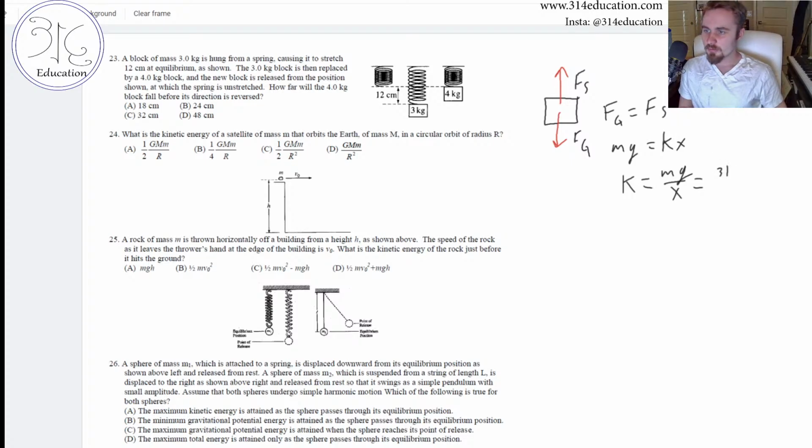So that's going to be 3 kilograms. I think we want to use 10 for g. Yeah, let's just use 10 for g. 10 meters per second squared over, yeah, so we do need this in meters. So 12 centimeters is 0.12 meters. So we have 30 divided by 0.12 for our k value, which is 250. Good, good.